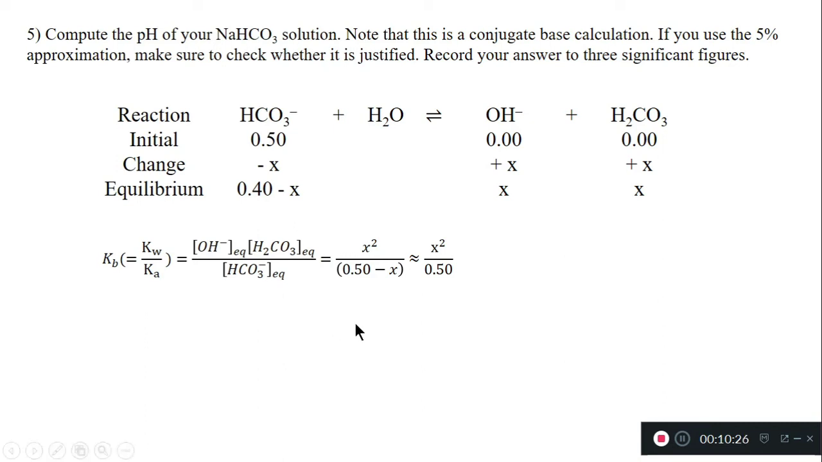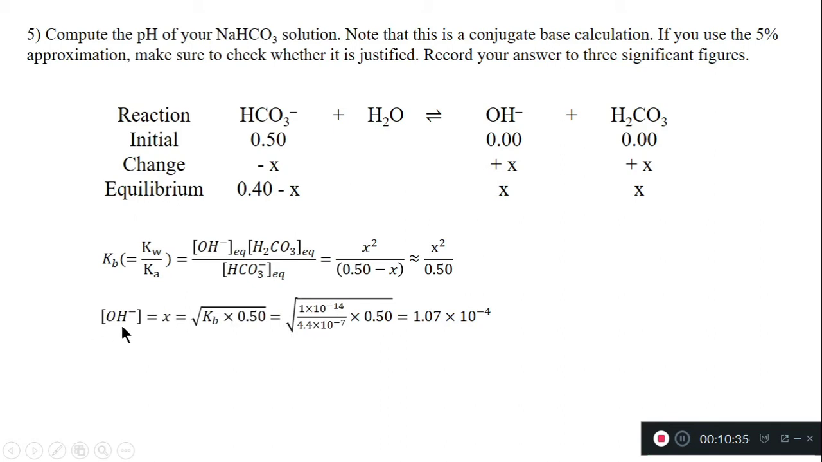So I can calculate Kb as Kw divided by Ka, but I'm going to actually need to calculate the Kb and use that number. I do the same weak base approximation and say that X is much smaller than 0.5, so I'll just call this 0.5. Notice now I'm solving for X, but X is no longer hydronium ion concentration, it's hydroxide ion concentration. I get a value of 1.07 times 10 to the negative 4. Notice here I calculated Kb as 1 times 10 to the negative 14th divided by my Ka.